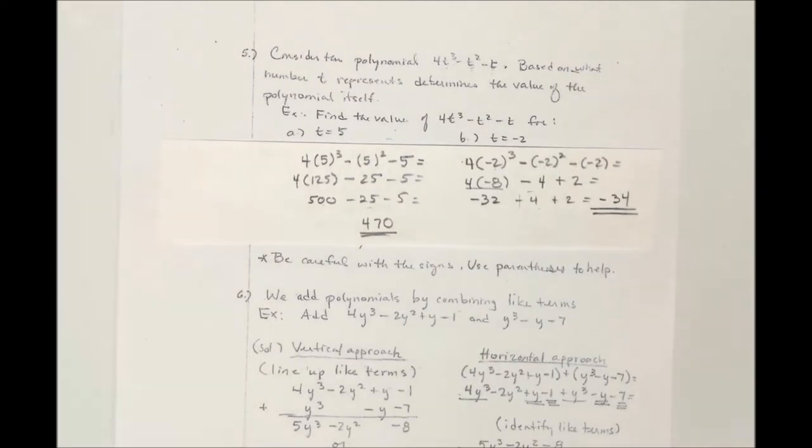Be careful when you're evaluating. Sometimes I'll have you plug in a positive, sometimes a negative, sometimes maybe even a fraction or a decimal. Okay? Now, the next thing that we want to do with polynomials is we want to be able to add and subtract them. And we can add or subtract them by using the idea of combining like terms. Now, there are two different approaches when we combine like terms, and I have an example of each here.